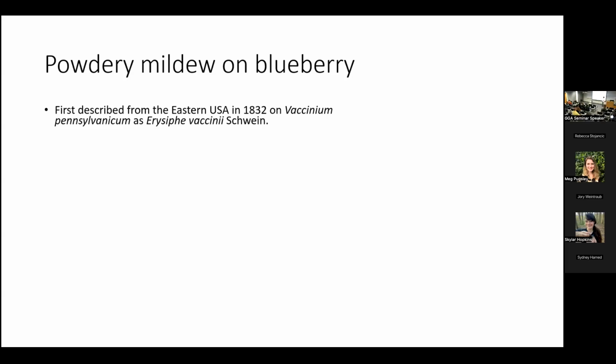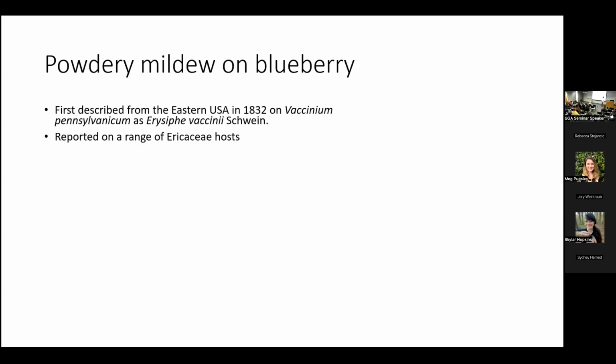So one of the problems with fungi, especially plant pathogenic fungi, is that there isn't a great fossil record. So we have to try and piece together other hints of where these organisms are native to. And I'm just going to walk you through the steps that I usually go through. So I looked to see where that organism was described. So powdery mildew on Vaccinium was first reported in the eastern USA in 1832 as Erysiphe vaccinii. So that's one good evidence that this is native to eastern North America.